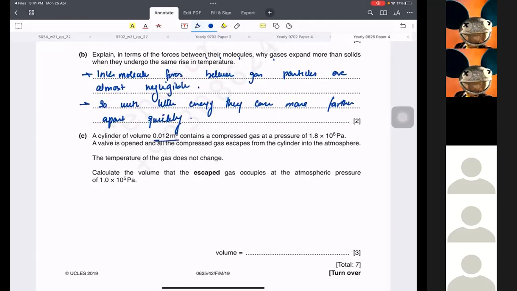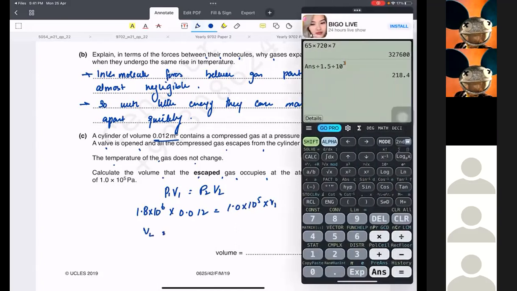Now, a cylinder of volume contains a compressed gas. The valve is opened, the capacity is given. The temperature does not change. Calculate the volume of escaped gas that it occupies at atmospheric pressure. So P1 V1 equals P2 V2 is your best friend here, as you already know. The first pressure was 1.8 times 10 raised to 6, times 0.012 meters cubed. The new pressure is given, and the new volume is something we have to calculate.